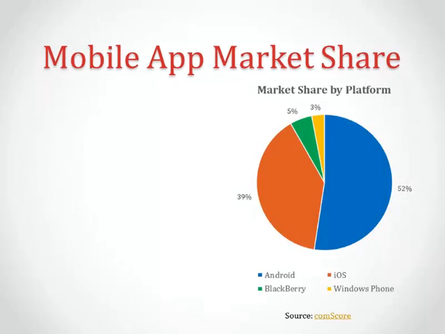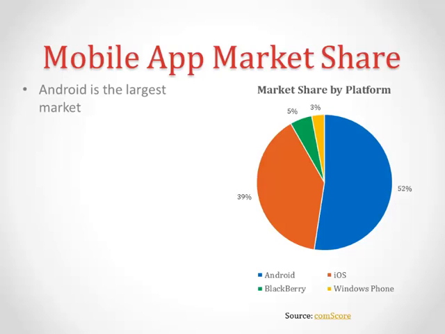So this is quite interesting. Your mobile app market share. Okay, Android has 52% of the market. Now you're looking at that and you're thinking, why doesn't everybody develop on Android? We'll talk about that here in a second. Then iOS has 39% of the market. BlackBerry has 5% of the market, and Windows Phone has a measly 3% of the market. And this came from ComScore and was published in March of 2013.